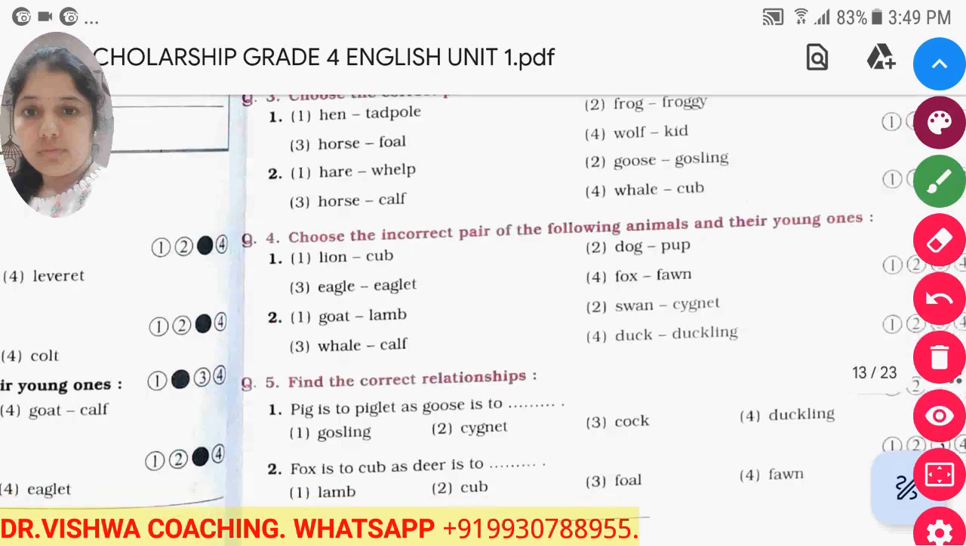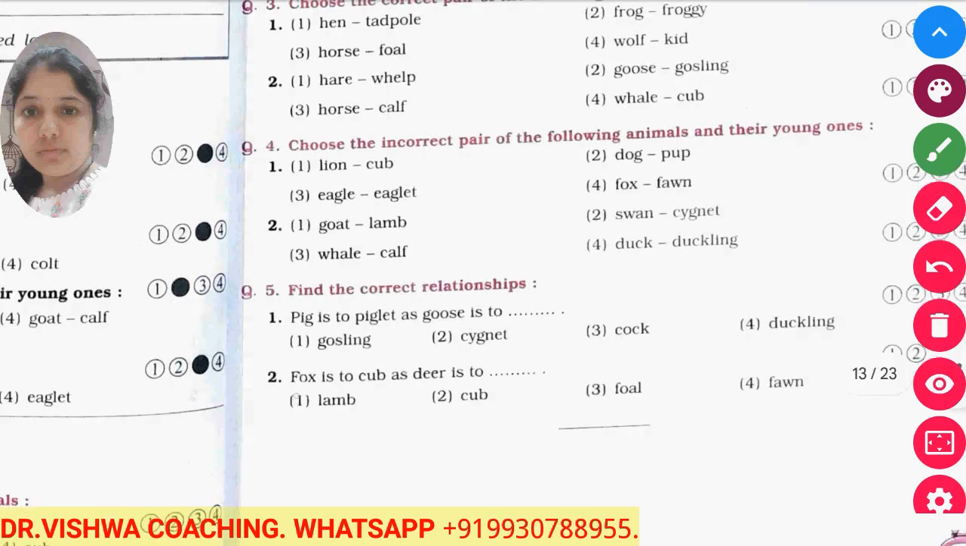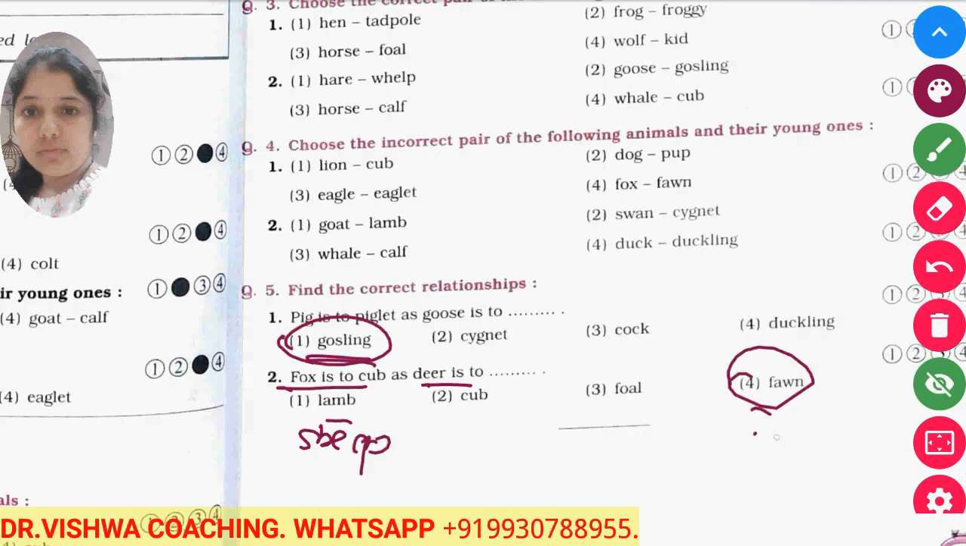Now the fifth question pattern is find the correct relationship. Pig is to piglet. Like this, goose's young one is known as gooseling. So gooseling is the correct option. Fox is to cub. So deer is to lamb or sheep, lamb. But the deer's young one is fawn. So the correct option is fawn.